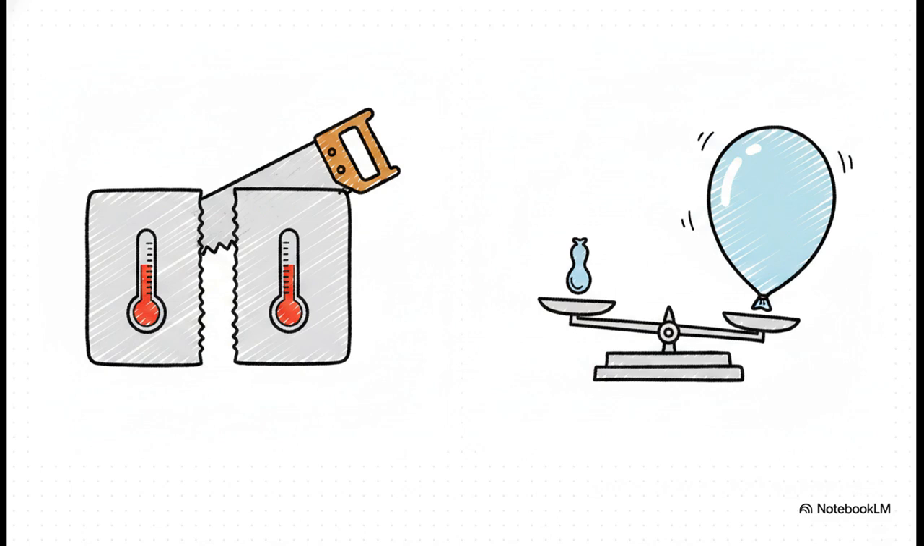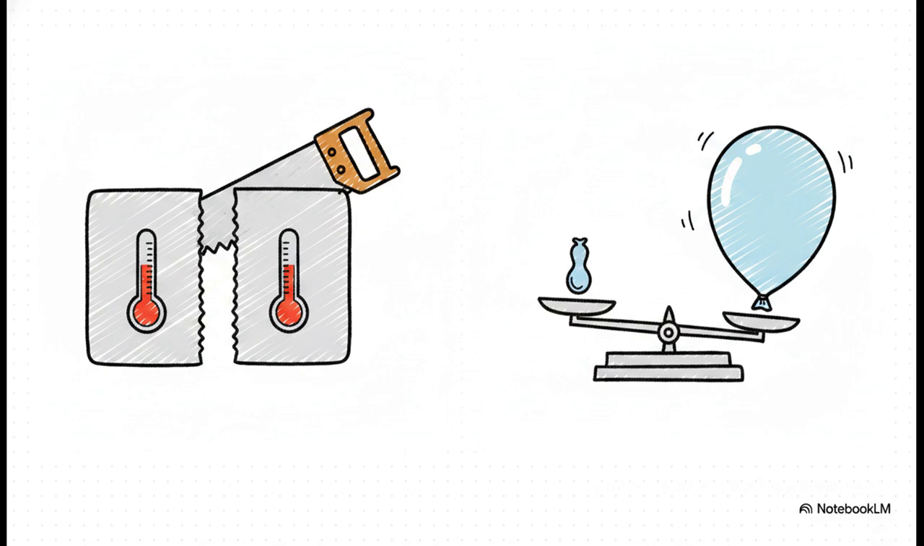And to describe the state of our system, we use variables that come in two distinct flavors. First up, intensive variables. These stay exactly the same no matter how big or small your system is. Think about temperature or density. If you cut a block of iron right down the middle, its temperature doesn't suddenly drop by half.